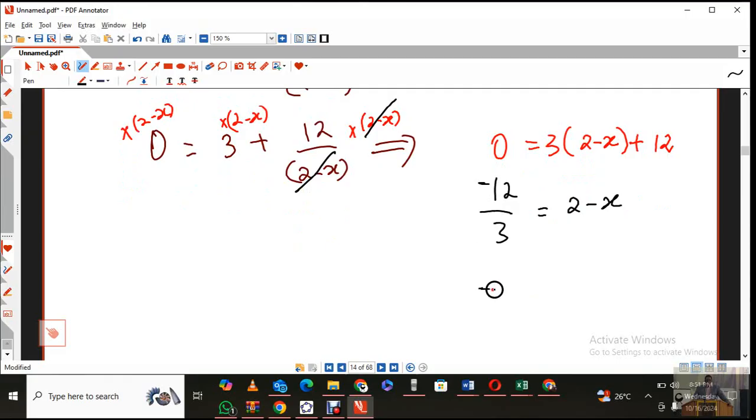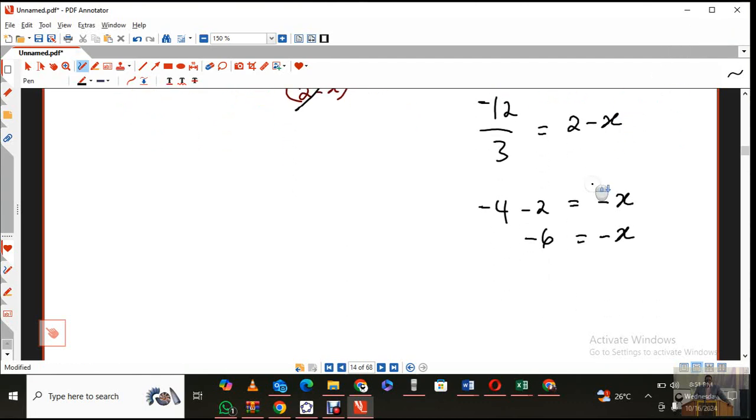So this is minus 4 minus 2 is equal to minus x. It's minus 6 is equal to minus x. That gives me that x is equal to 6. Good. Now that we have our x value, we can now find the gradient at that point where x is equal to 6. So this also implies I want to find my derivative function.